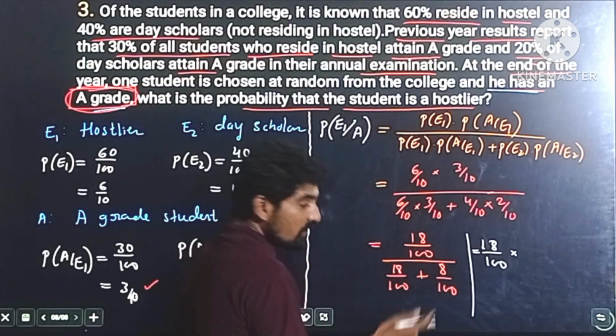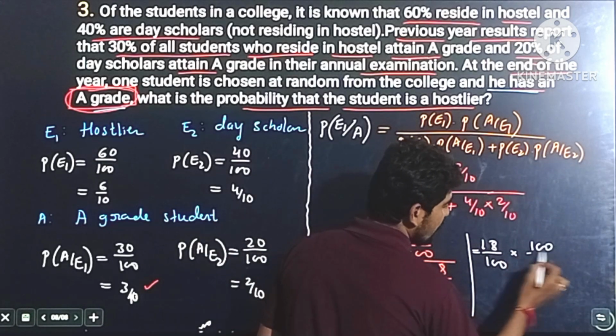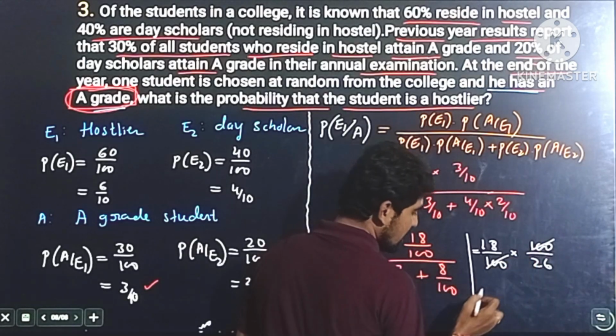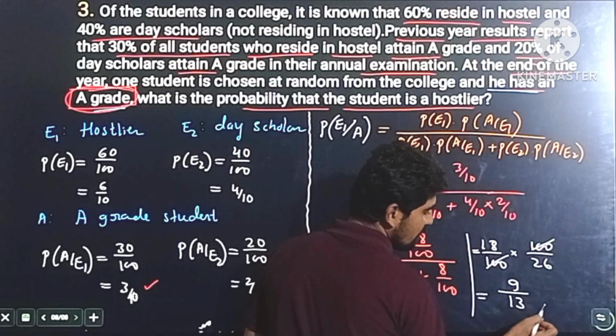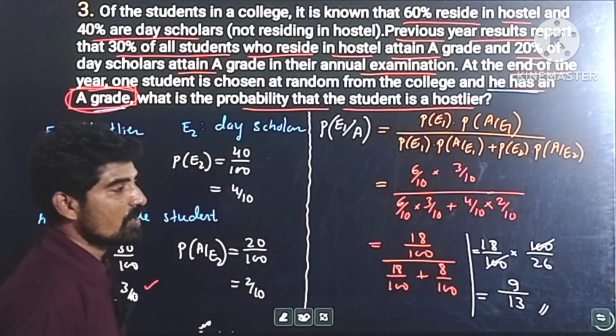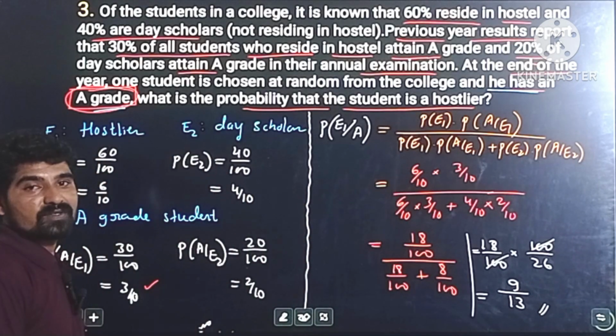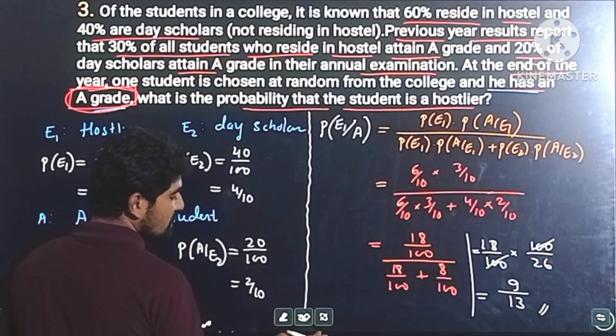So 26 by 100, and the 100s get cancelled, which equals 2 nines are 18, 2 thirteens are 26. Therefore 9 by 13 is the required probability. I hope all of you understood this question. Now let's start the next question.